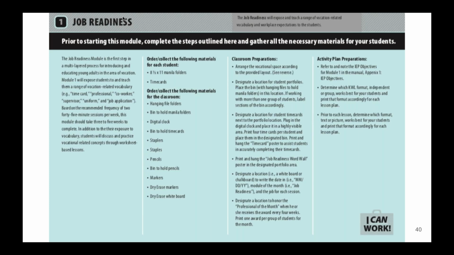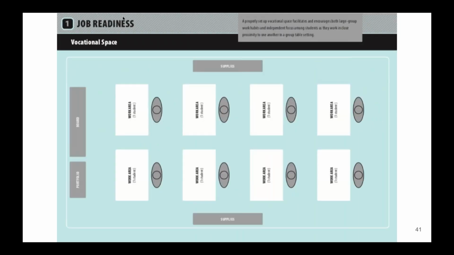So this is a sample of what you would receive as a quick start card with module 1. And on the back, a way to set up your workspace, depending on the number of students you're working with. Initially, that vocational space with job readiness is a little bit more front of the room, less group, but it's more related to practicing those concepts of practicing for interviews, what to wear to work, how to communicate with coworkers.